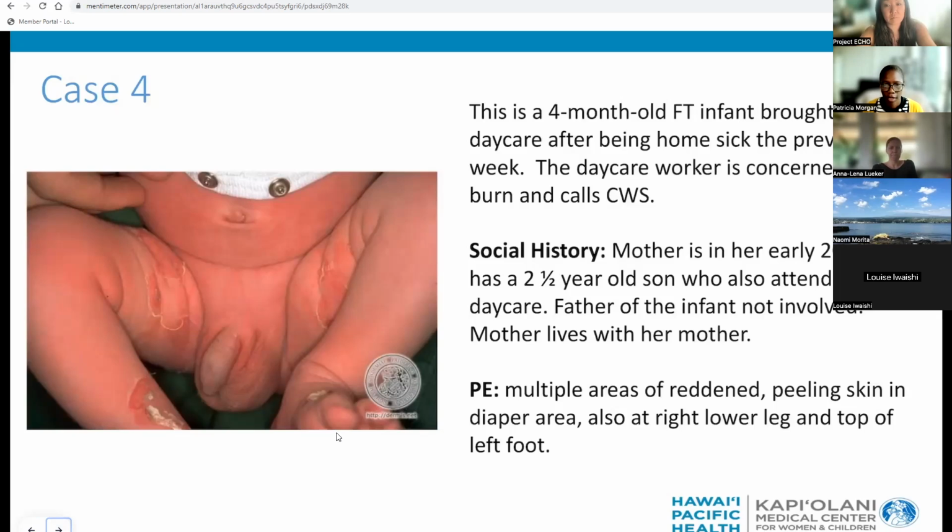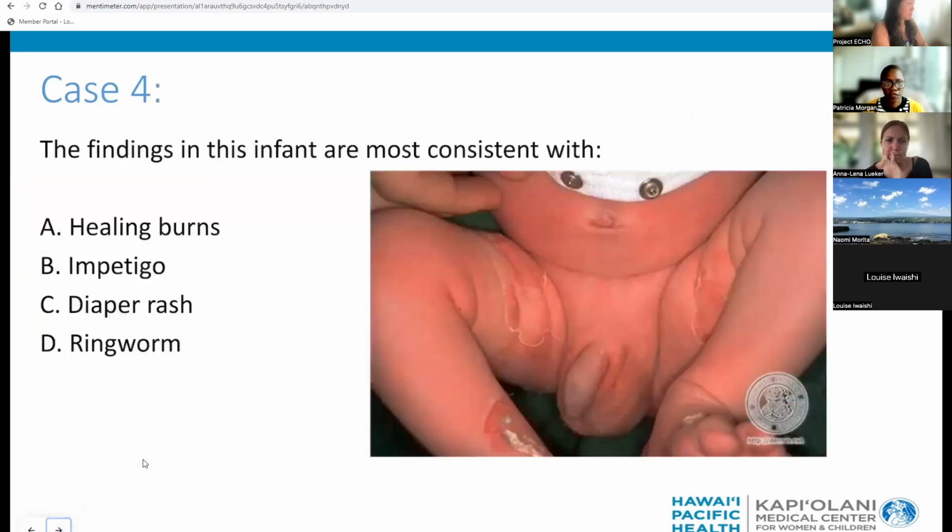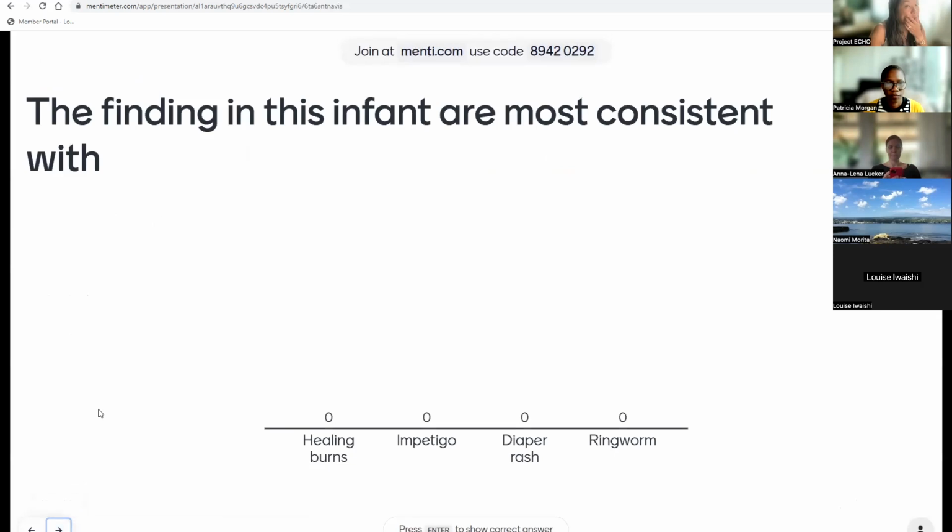On physical exam, there are multiple areas that are reddened, with peeling skin in the diaper area, and then this area at the right lower leg and the top of the left foot. So the findings in this infant are most consistent with A, healing burns, B, impetigo, C, diaper rash, D, ringworm. And here are the polling questions.